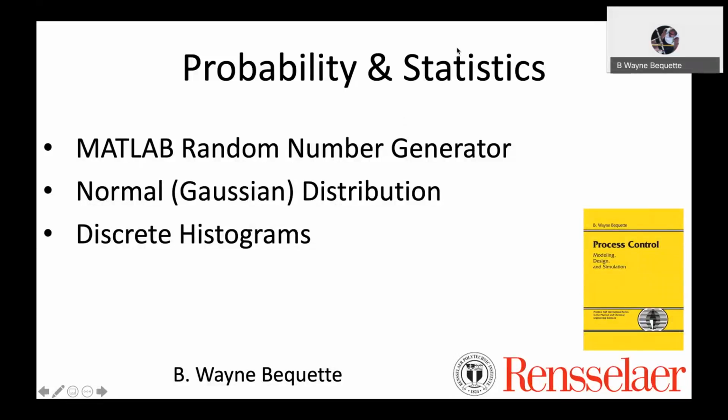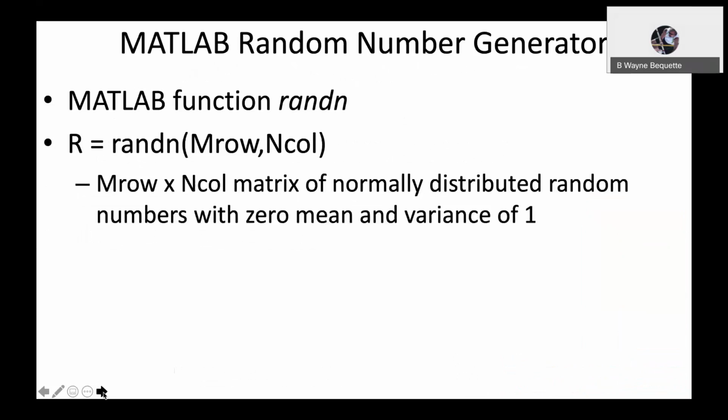In this concise review of probability and statistics, we're going to cover three main topics: the MATLAB random number generator, we'll review the normal or Gaussian distribution, and show how to produce discrete histograms.